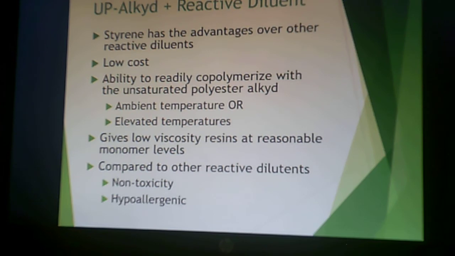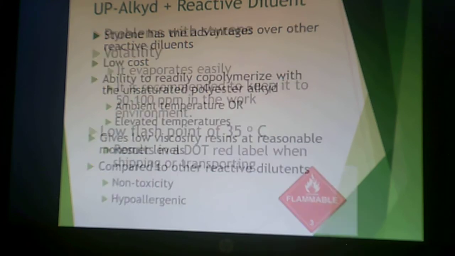Typically styrene is the diluent of choice. It's low cost, it readily copolymerizes with the alkyd at ambient temperature or elevated temperature. It gives low viscosity resins at reasonable monomer levels, and compared to other reactive diluents, I mean not compared to water, but other reactive diluents, it is relatively non-toxic and hypoallergenic. When we're talking about other systems like isocyanates or epoxies, those are highly toxic, and again, this isn't stuff you're going to use as sunscreen, this is just less toxic than other more toxic things. So once again, you're not drinking your unsaturated polyester resin or your reactive diluent. It's just that styrene compared to other things is less toxic.